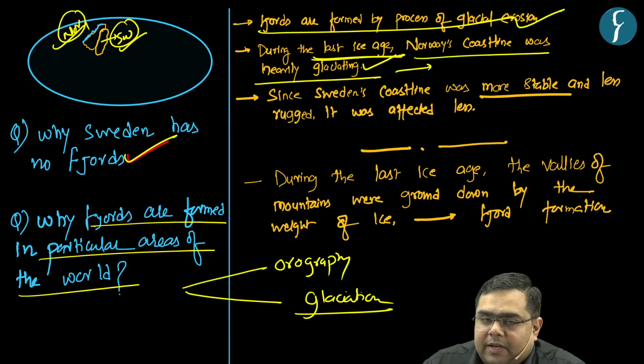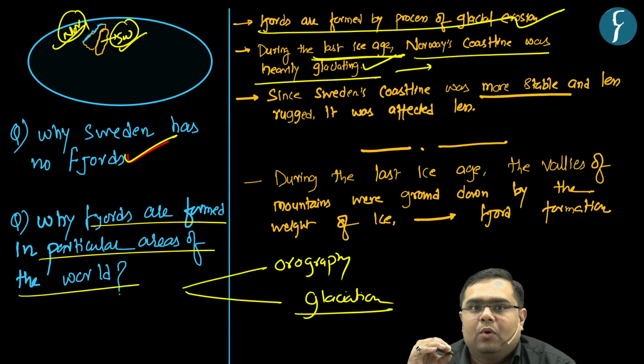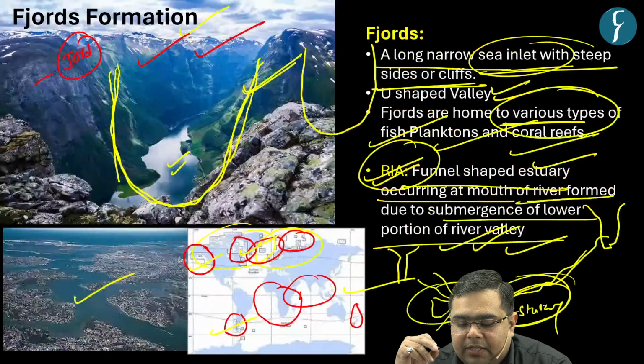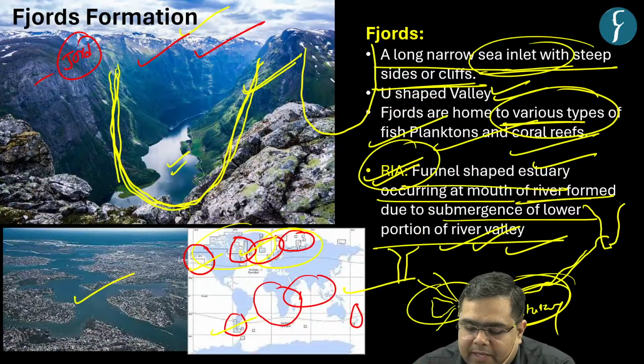See, right? Because there was already mountain formation, and when in the last phase of the ice age there was an onset of glaciation, right? Glaciation means the melting of ice. So because of the heavy load of ice over there, erosion happened, and these beautiful U-shaped valleys took shape, right?